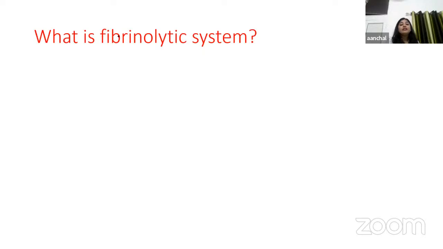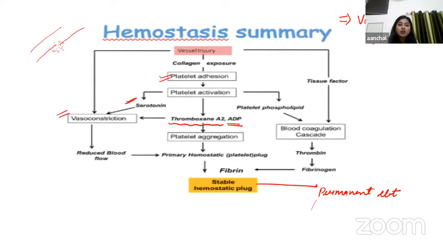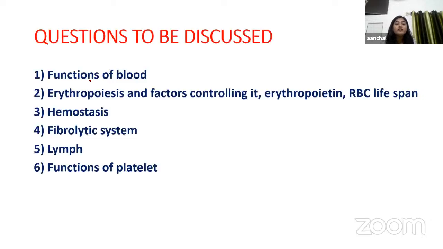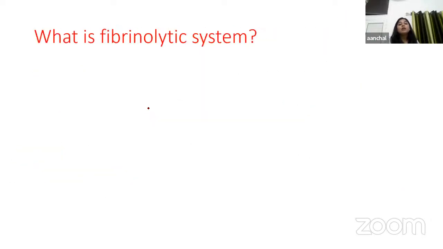Okay, now finally we have another question. We have covered function of blood, erythropoiesis, and hemostasis. Now next we have the fibrinolytic system. Talking about the fibrinolytic system, what is this system? Basically, many factors that initiate the clotting mechanism, right, the factors which are responsible for initiating the clotting mechanism, also stimulate the dissolution of the blood clot, and that phenomenon is known as fibrinolysis, right? Now, fibrinolysis is the action of a proteolytic enzyme, right?